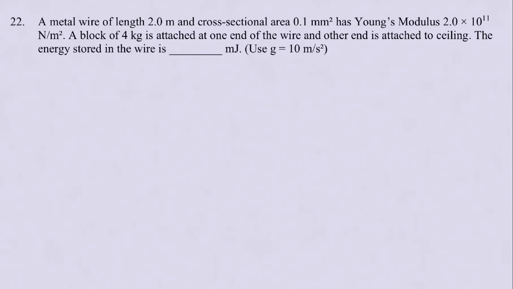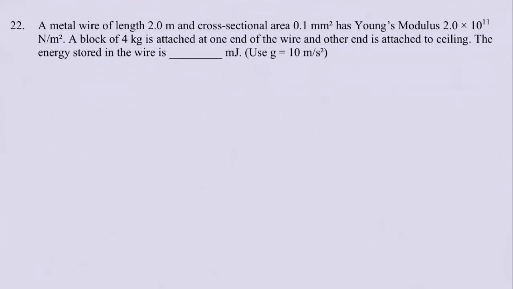The energy stored in the wire is, in this case, observe, elongation is not given. So we have to calculate elongation. You can calculate and substitute, or else you derive the formula. I'll explain. U is equal to half k. K is nothing but Ya by L, into x. X is nothing but delta L whole square.